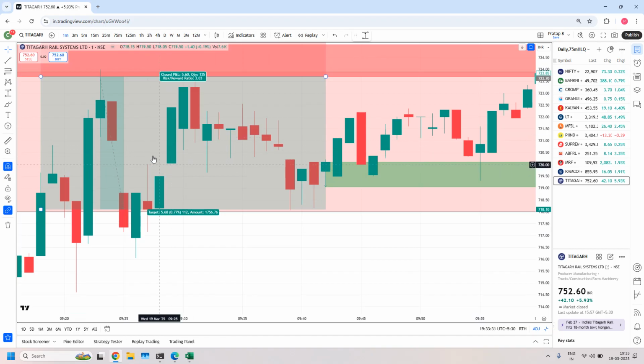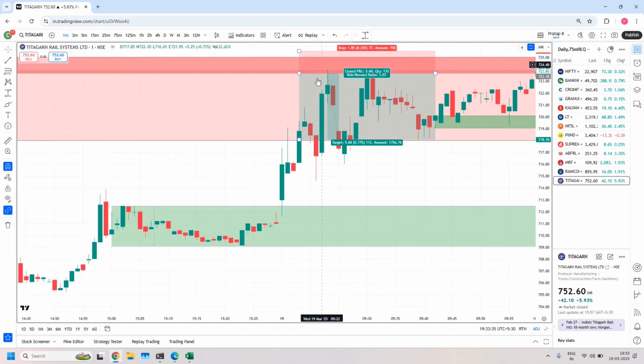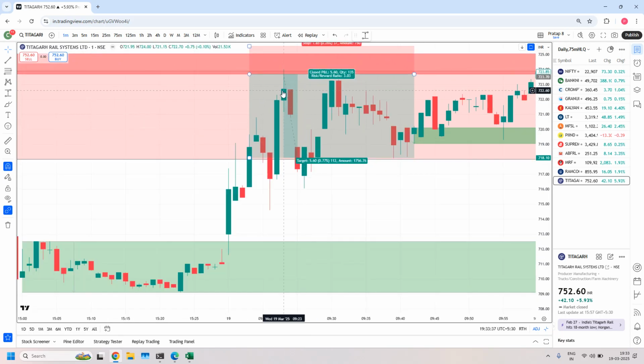So this is 1:3 RR. You got the trade. When you got the trade at 9:23 and when it achieved 1:3 RR at 9:25, those who exited at 1:3 RR would have definitely got a good profit in just 2 minutes.